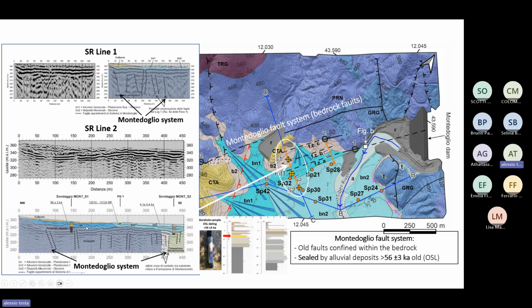From the seismic lines, you can see that we observed no evidence of faulting of the young deposits, of the Quaternary deposits, and there is no evidence of young activity of the fault, such as abrupt steps at the top of the bedrock. So the Montedoglio fault system seems to be formed by old faults confined within the bedrock and sealed by alluvial sediments older than 56 kilo years, as we know from the OSL dating.